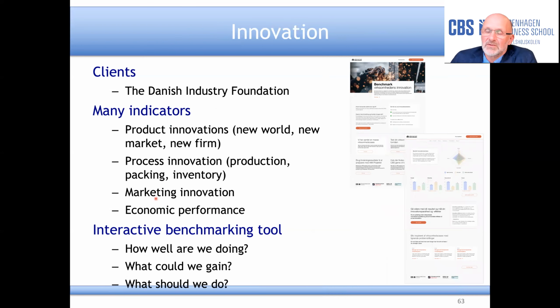Innovation is one of the projects we're running right now, or we're about to finish right now. We benchmark how innovative different companies are in terms of developing new products, in terms of developing new processes, in terms of marketing initiatives, and organizational innovation also here. Economic performance, we also have that, but that's another thing.